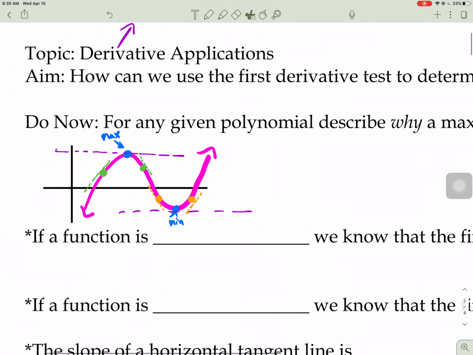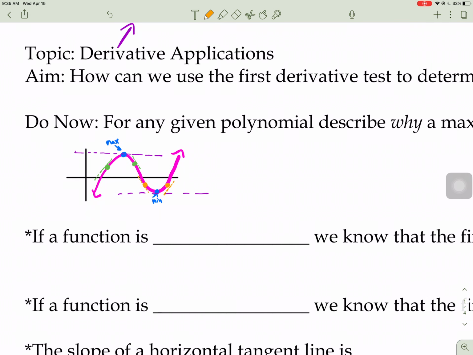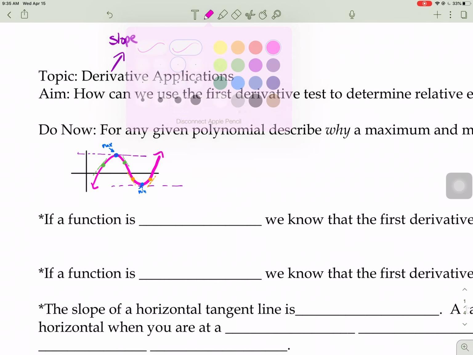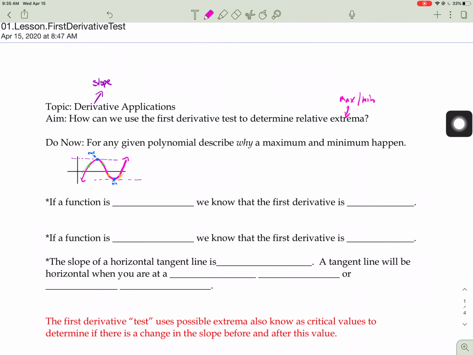All right, I'm going to shrink this down a little so we have some room. There we go. So let's fill in some stuff here. It says, if a function is blank, then we know that the first derivative is blank. So if a function is increasing, then we know that the first derivative is positive. And if a function is decreasing or going down, then we know that the first derivative is negative.